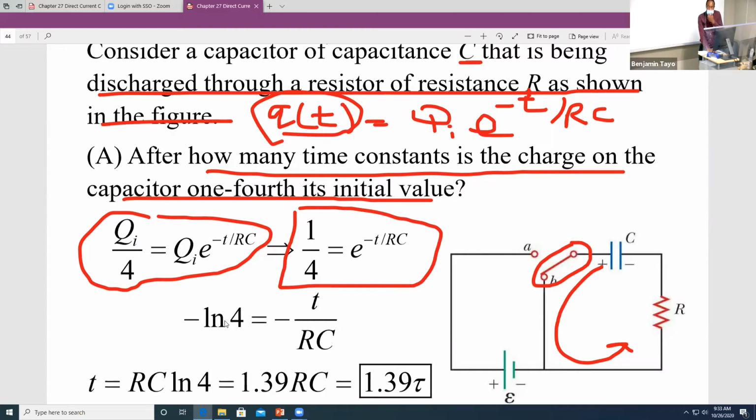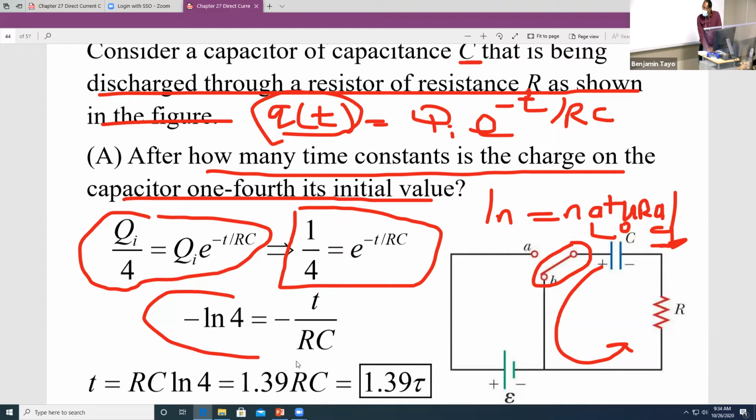Then if you remember from your algebra, if you want to solve this equation, you take the natural log, ln. Now, when you take the natural log, you can say that this is equal to that, and solving this equation, you get the time as equal to that. So it's about 1.39 times the time constant, where the time constant is given by R times C here.